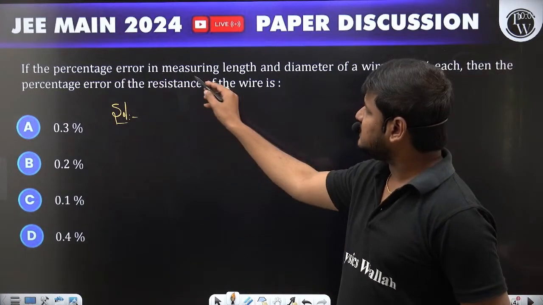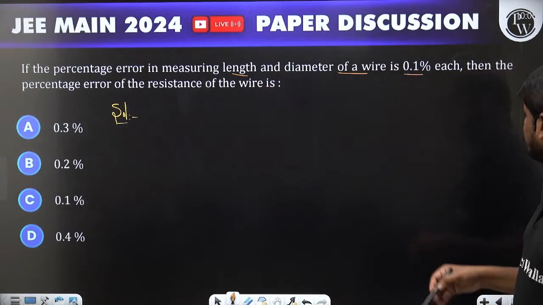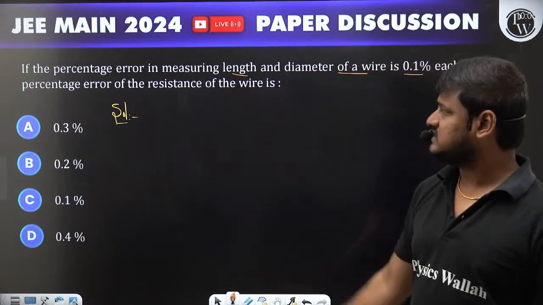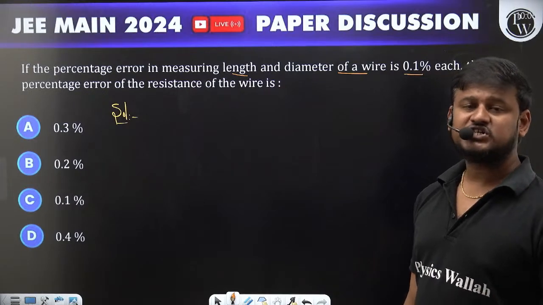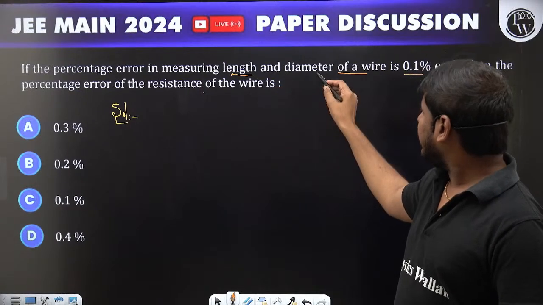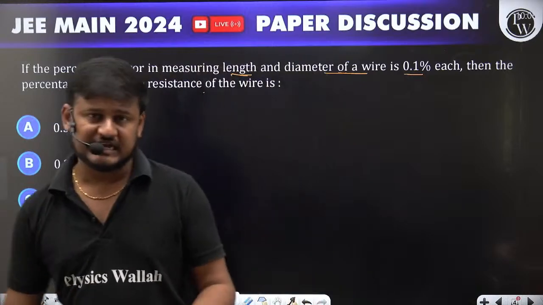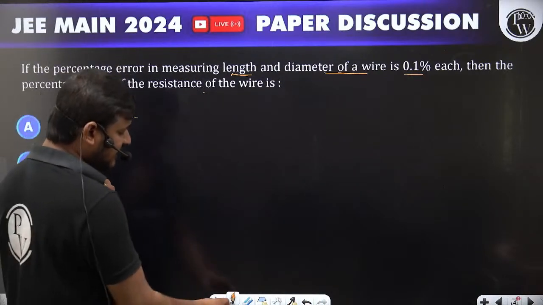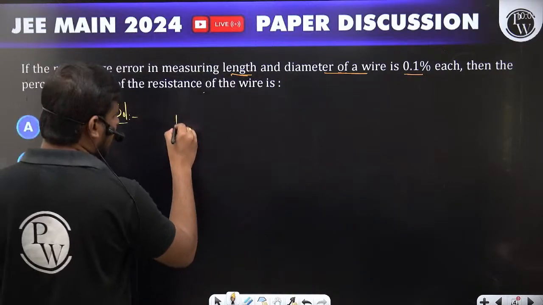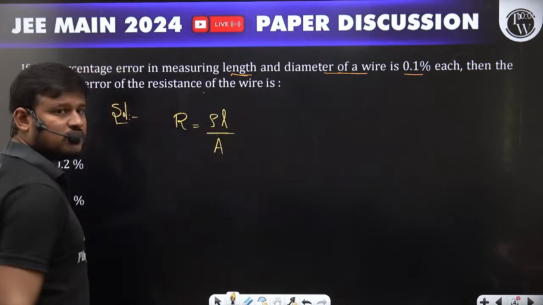If the percentage error in measuring the length and diameter of the wire is 0.1% each, then what is the percentage error of the resistance? Which terms do we have to relate? The resistance term, the length term, and the diameter term. How do you write the resistance in terms of the length and diameter? From current electricity, which you learned even in grade 10th level, R is equal to rho L by A. So rho is however constant.